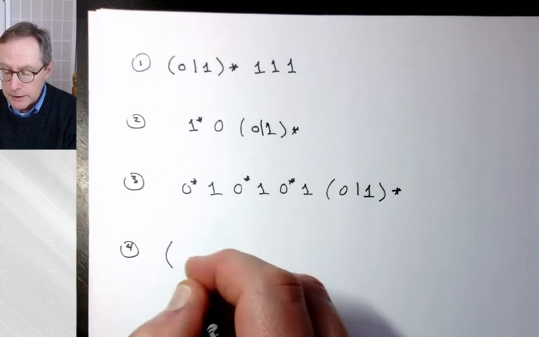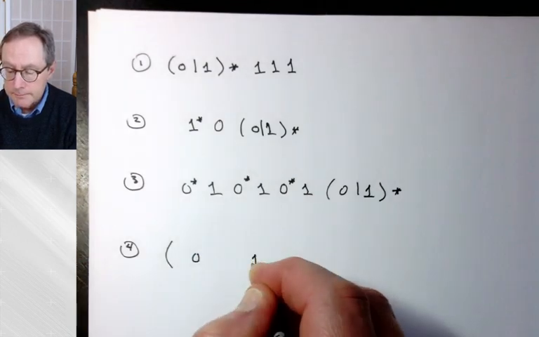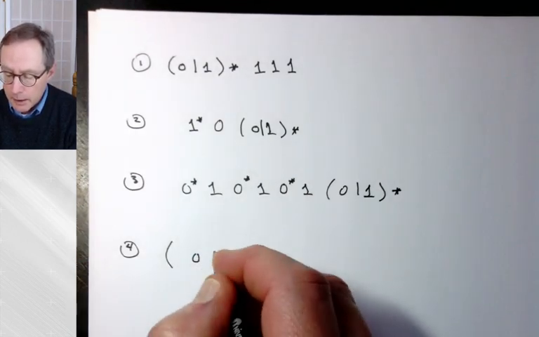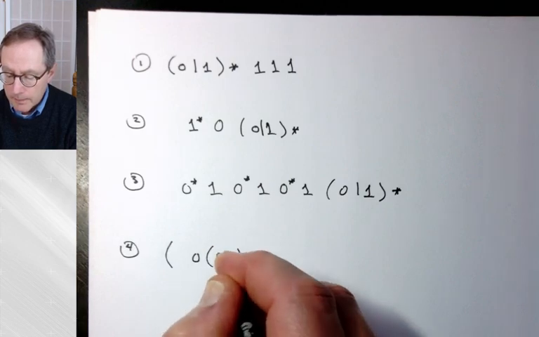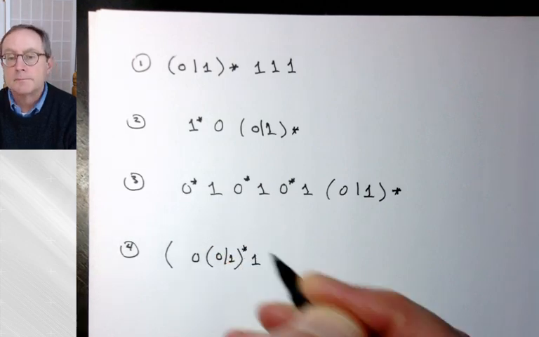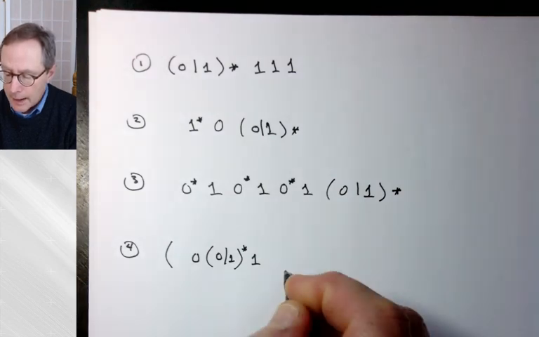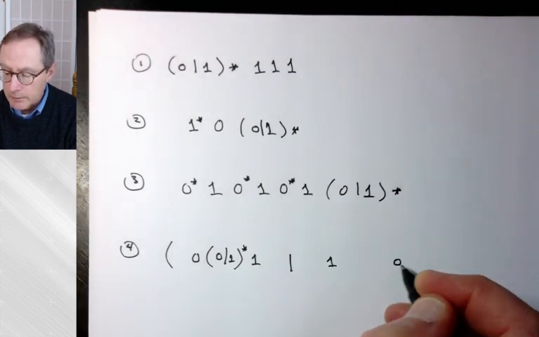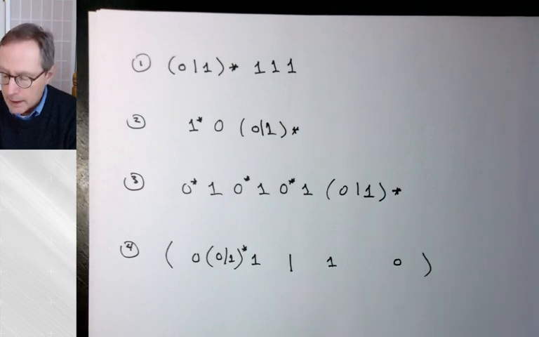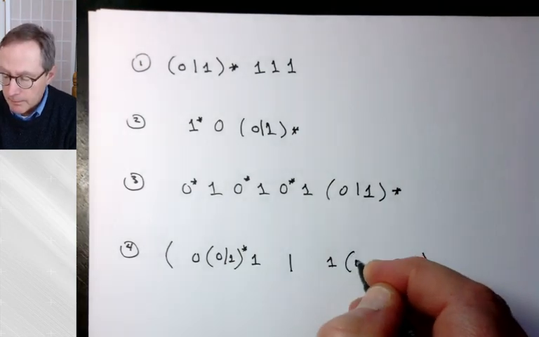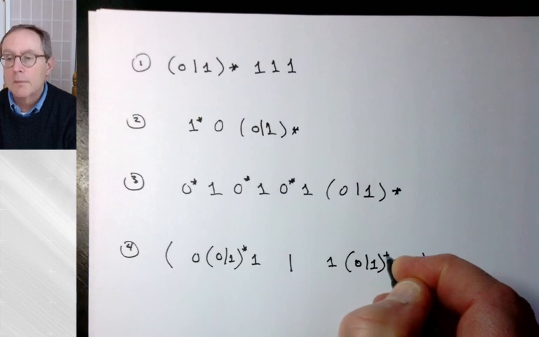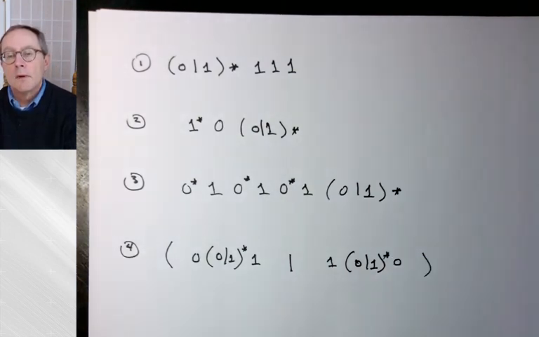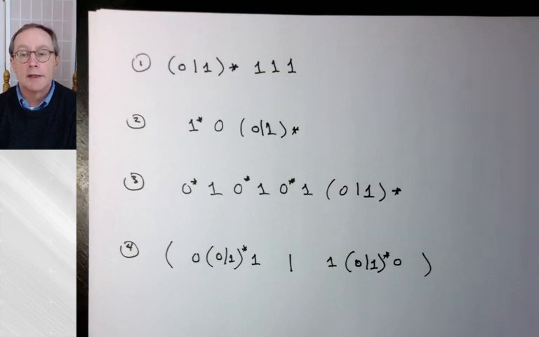Because there's finitely many characters, I can just cover the 2 cases. If it starts with a 0, it's got to end with a 1. Pardon me. In between can go any stuff. And the other possibility is if it starts with a 1, it's got to end with a 0, and in between can go any stuff. Okay, so because there are finitely many possibilities, I can just write them out as cases.